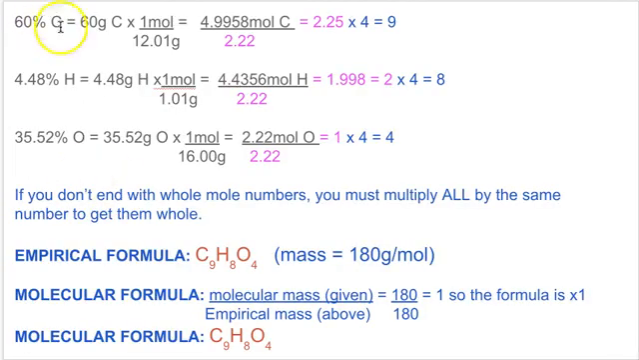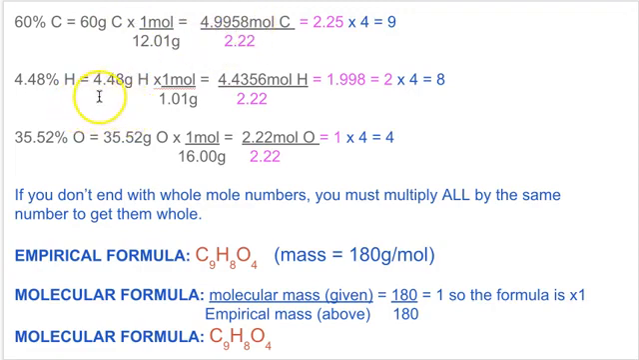So I'm going to take my percents and convert to grams. So 60% means 60 grams. 4.48 is 4.48. 35.52 is 35.52. So I've got my grams of carbon, hydrogen, and oxygen. I'm going to divide by the molar mass on the periodic table. So carbon is 12.01. So 60 divided by 12.01 gives me 4.9958.